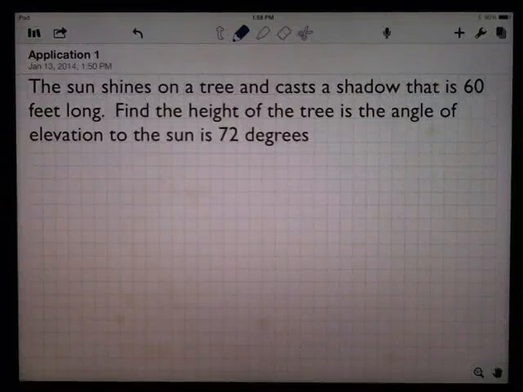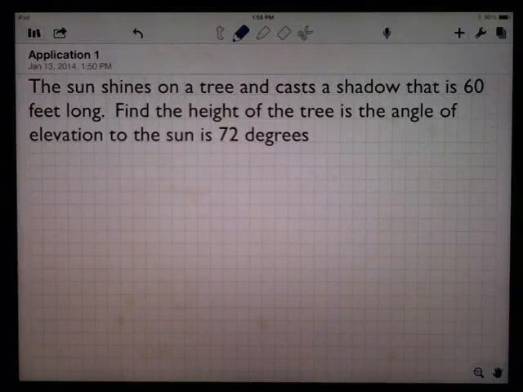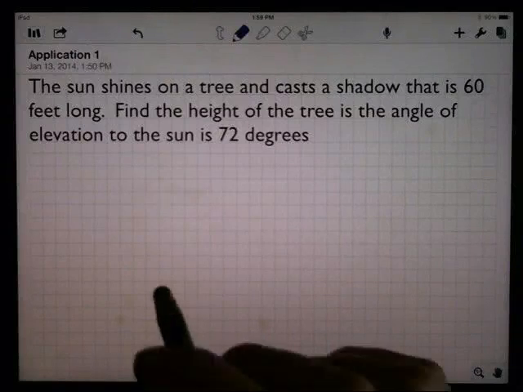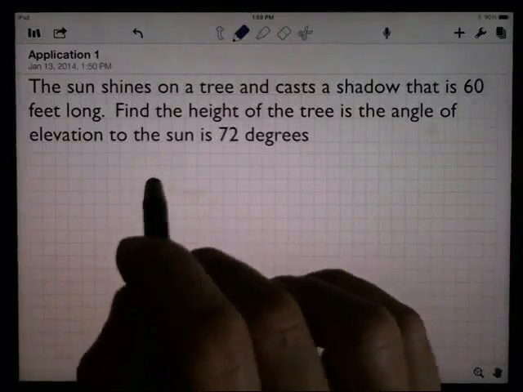Here's my first application of using trig functions. The sun shines on a tree and casts a shadow that's 60 feet long. Find the height of the tree if the angle of elevation of the sun is 72 degrees. It's the classic problem of measuring one side of a triangle to figure out something else.